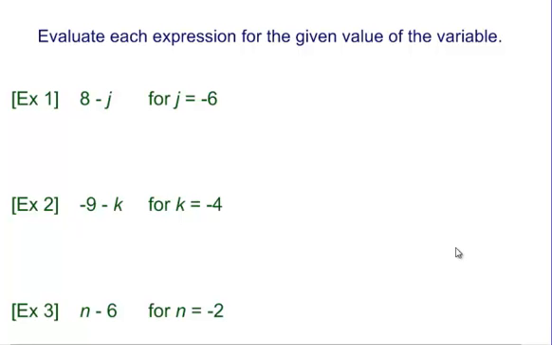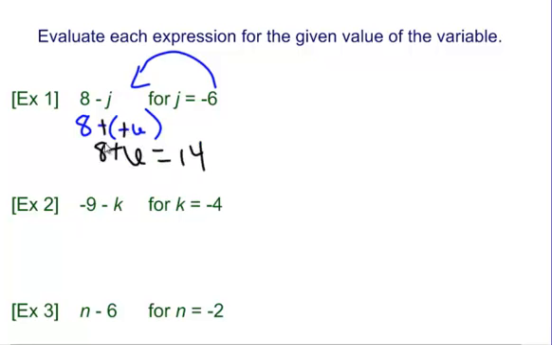Okay, welcome back. So here we have 8 minus j for j equals negative 6. So let's put that negative 6 in for j, so 8 minus negative 6. Change the subtraction to addition, change the sign of the second number, so 8 plus 6 equals 14.